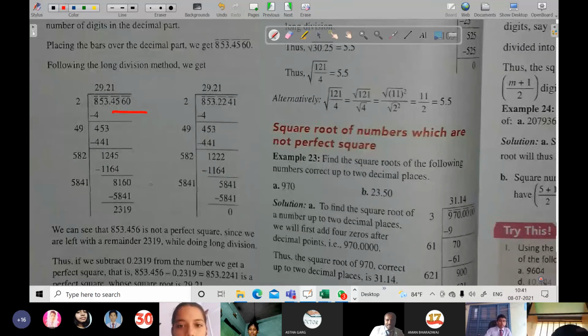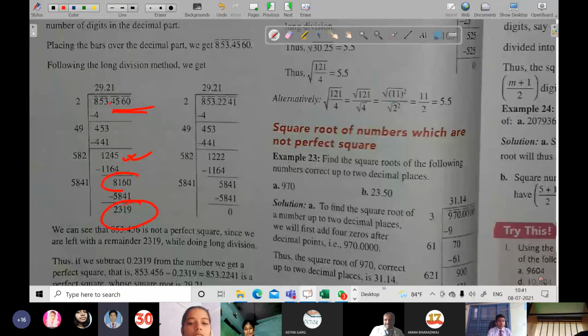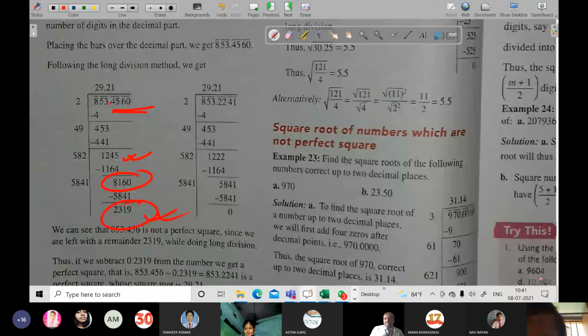Like over here, if you will see, here comes the remainder 2319, but this is after the point, because when we are dividing, bringing 45 over here, and this 45 digits and this 60 digits combined, then this came 2319. So from the last digit 2319 should be subtracted. That means 0.2319 should be subtracted. Getting me? Yes, sir. So it has been said also over here.